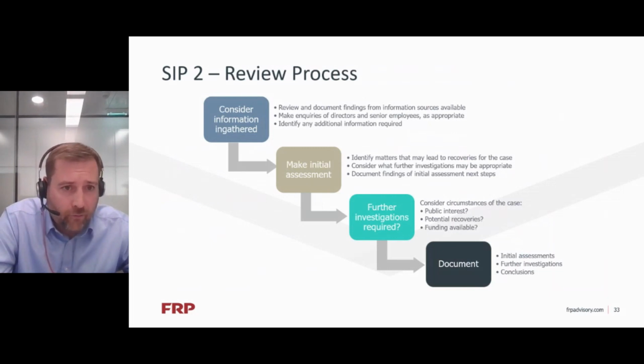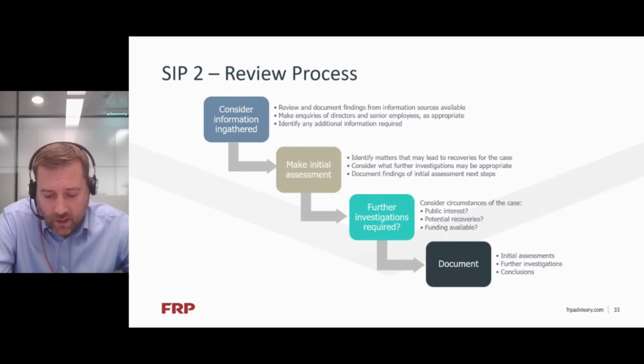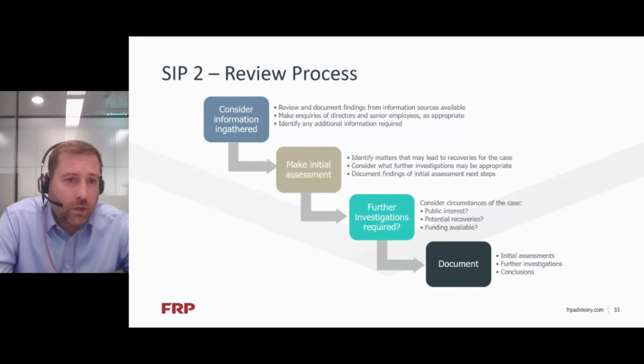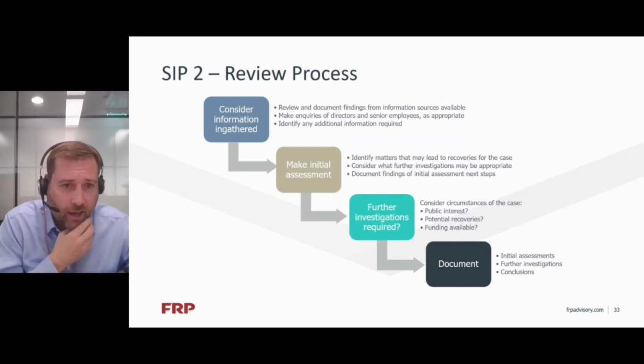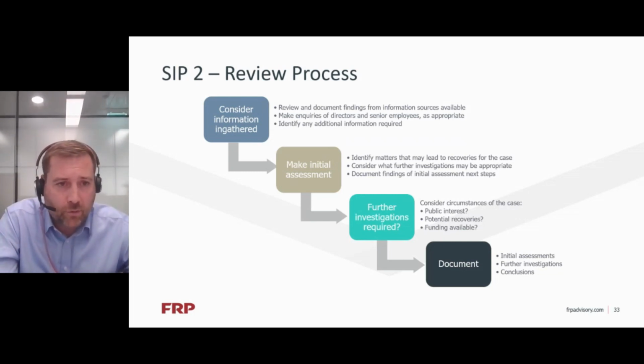Consider whether further investigations are required. You need to consider the circumstances of the specific case. Is it in the public interest? Are there potential recoveries available? Is there funding available to pursue those recoveries by means of creditor funding, litigation funding or case funds? Throughout the whole process, as I mentioned earlier, document each stage of the process, your findings, next steps, and any limitations there have been in the investigation process and conclusions reached. Again, particularly where the conclusion is that no investigation is required, there needs to be evidence to show why that is the case.